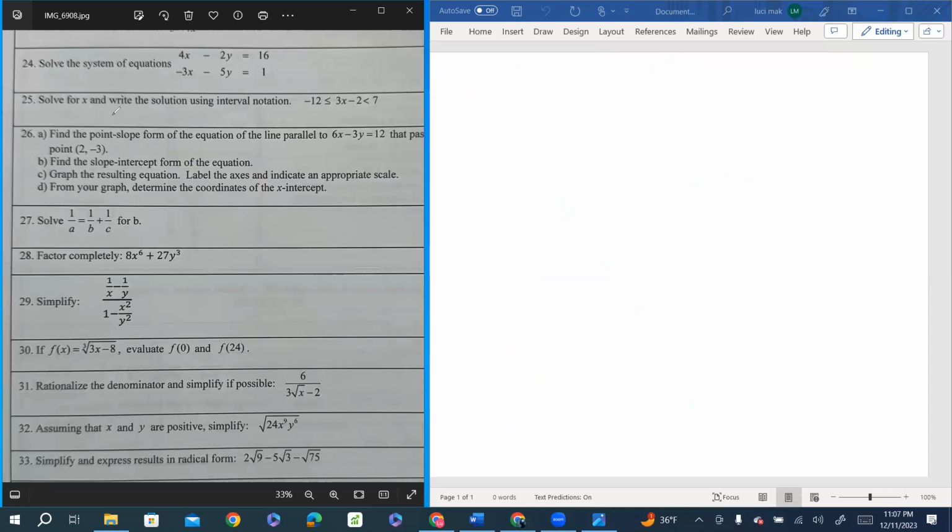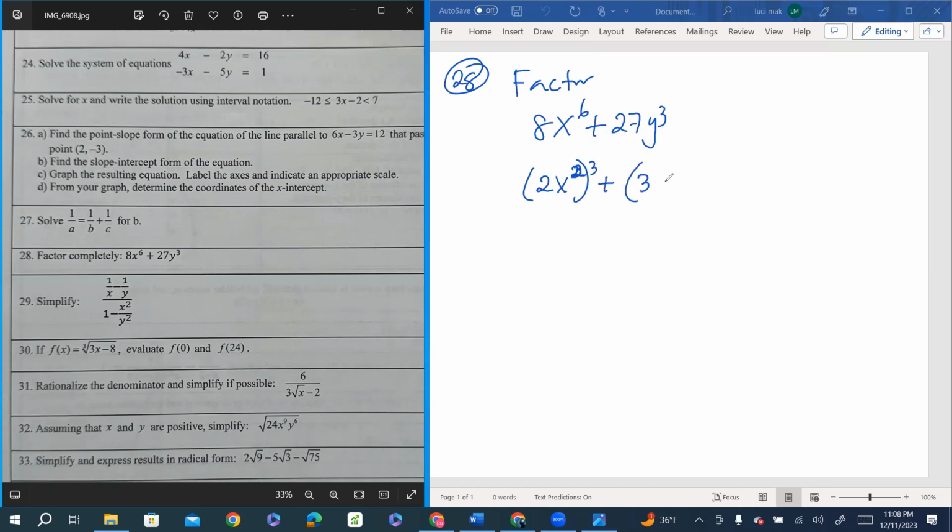Question 28. We need to factor completely. So we have 8x to the power of 6 plus 27y to the third power. Now 8, we know it's 2 to the third power. X to the power of 6 is x squared to the third power, because 2 times 3 is 6. 2 to the third power is 8. Plus 27 is 3 to the third power. Y to the third power is y to the third power.